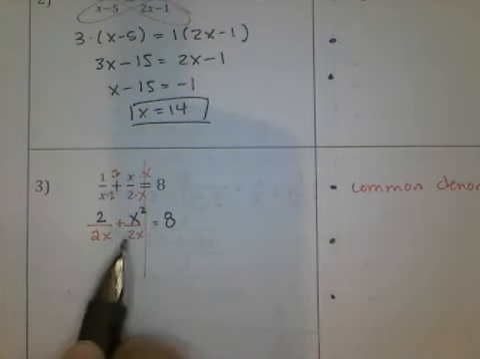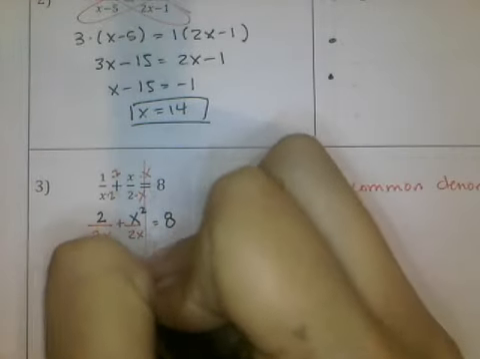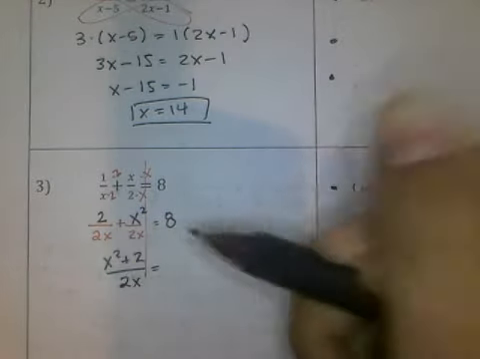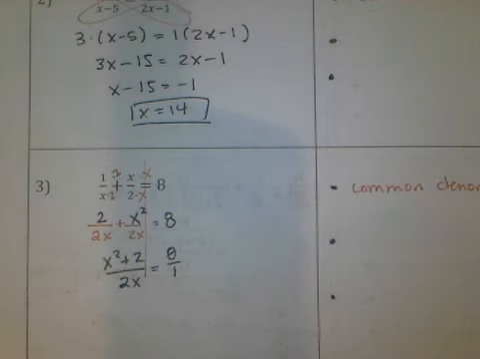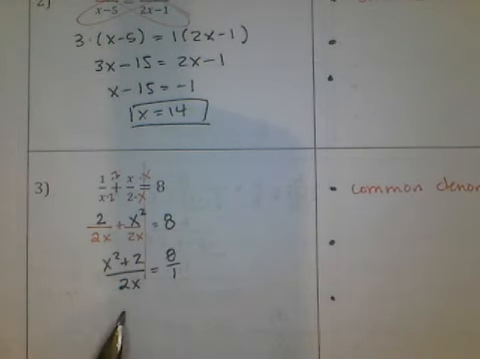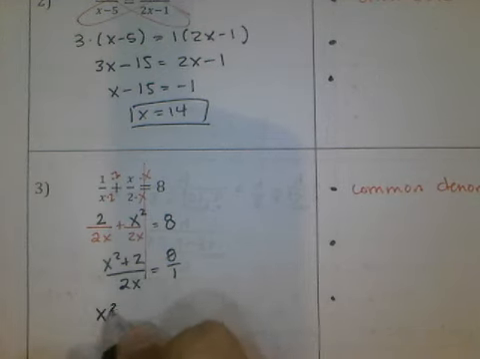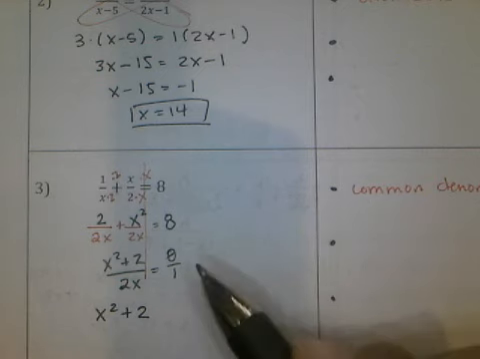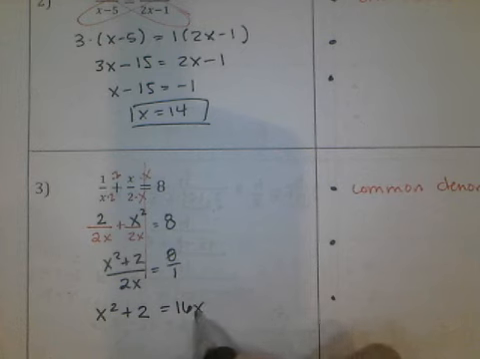I can now add these together, add the tops, keep the bottoms. They're not like terms, so I'm really just going to write x squared plus 2 on the top over 2x. And I'm going to reimagine the 8 as a fraction, which would be 8 over 1. I can now cross multiply. I have a single fraction equaling another single fraction. When I cross multiply, 1 times x squared plus 2 is just x squared plus 2. And on the other side, 2x times 8 is 16x.